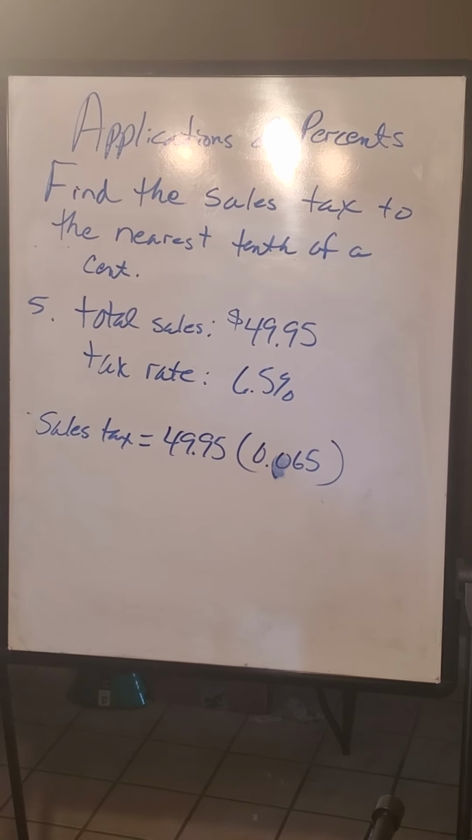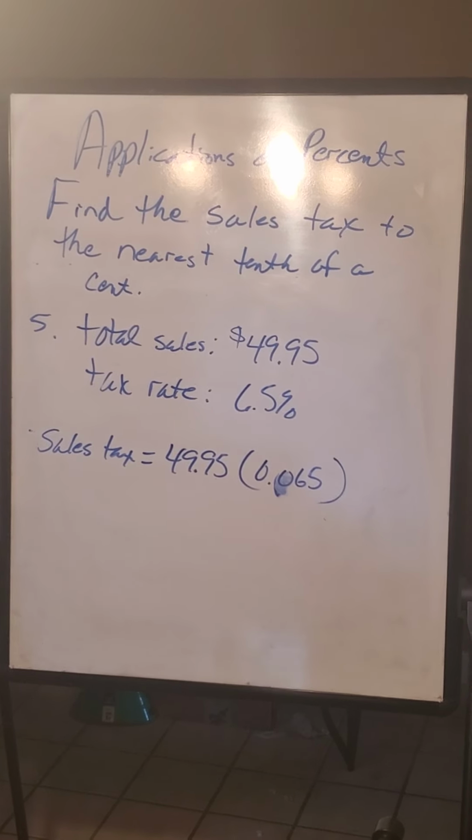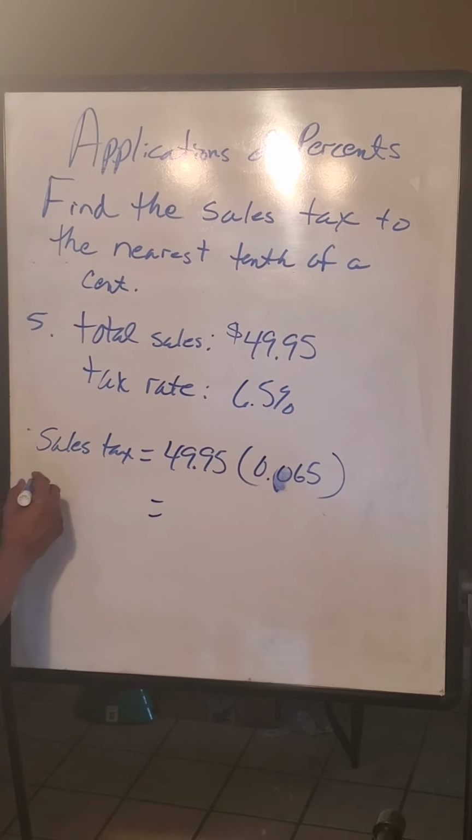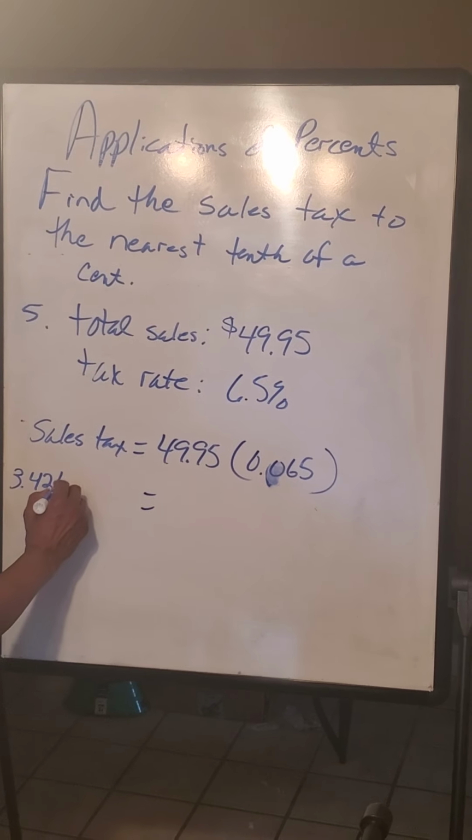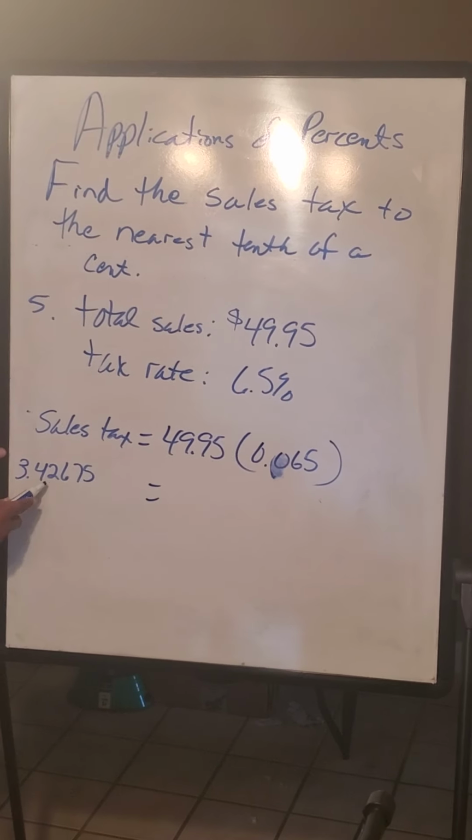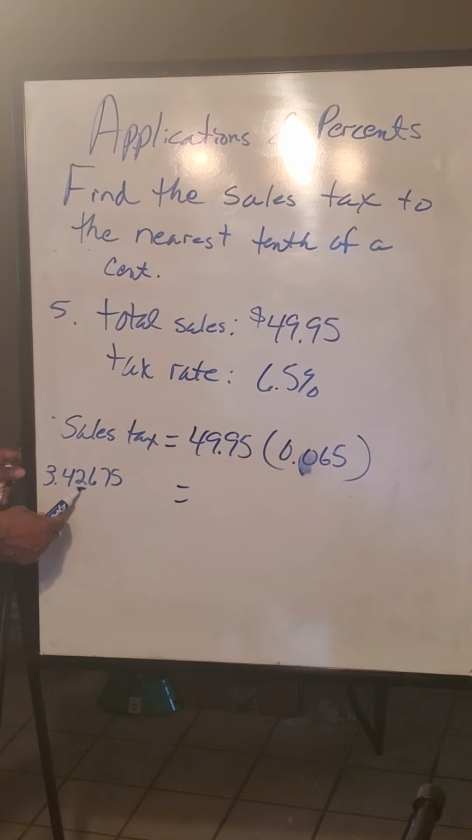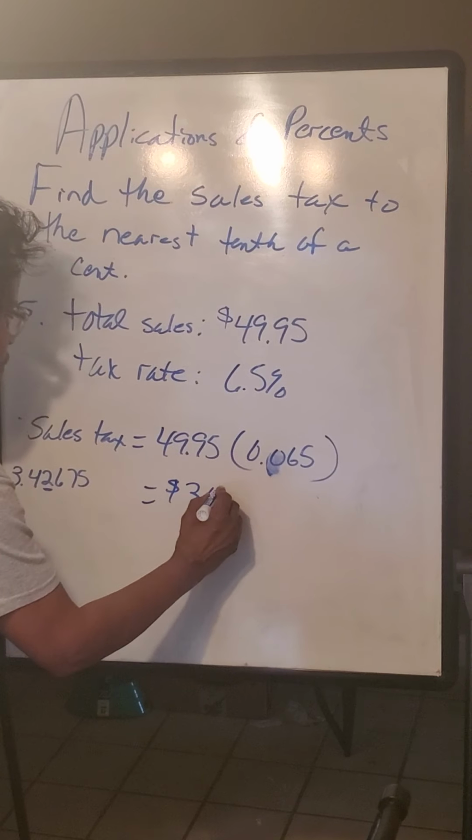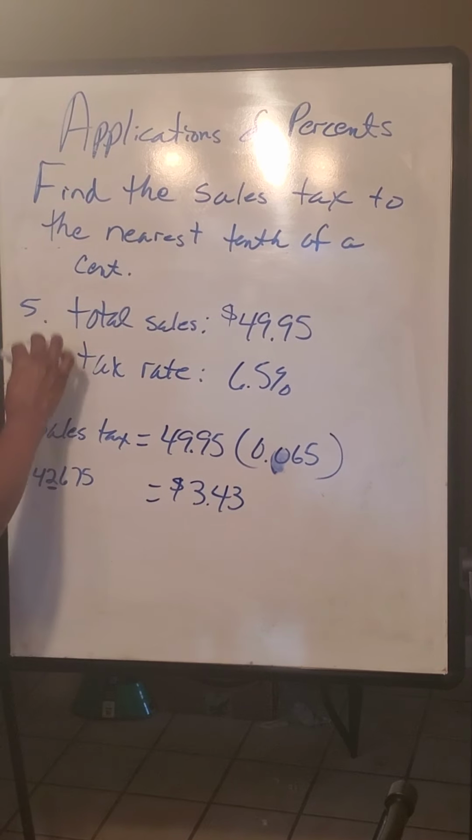So I'll take the $49.95 times the 0.065. And if you have a calculator, you're going to see 3.42675. But remember, cents is given in hundredths. So I need to find the hundredths place. This is the hundredths place. That 6 is enough for that to become a 3. So my sales tax on this would be $3.43. That's my tax.